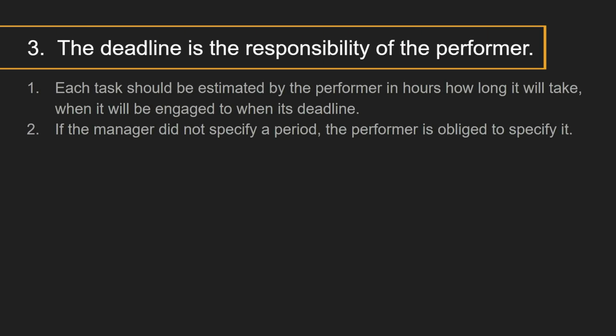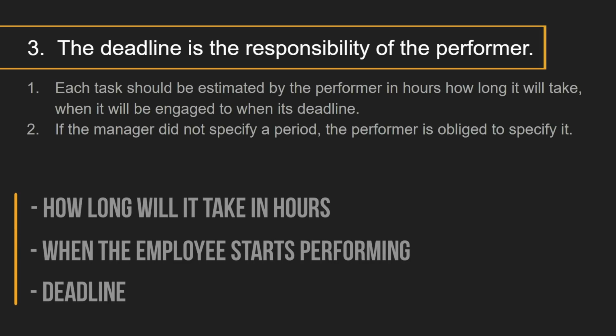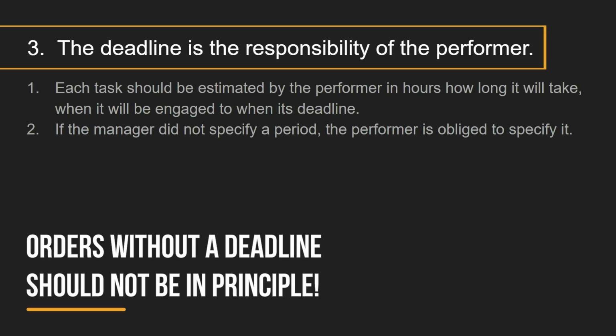Point 3. The deadline for the task is the responsibility of the performer. Each task must be estimated by the performer in hours, how long it will take, when it starts and when its deadline is. Even if the manager himself has indicated the deadline, the employee is obliged to determine the deadline himself and either agree with it or propose his own. There must not be orders without a deadline in principle.